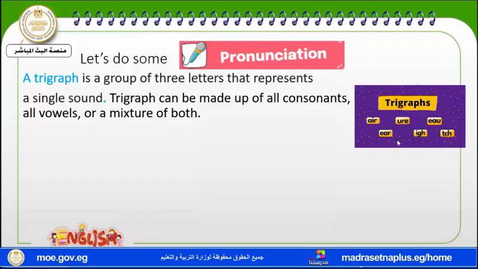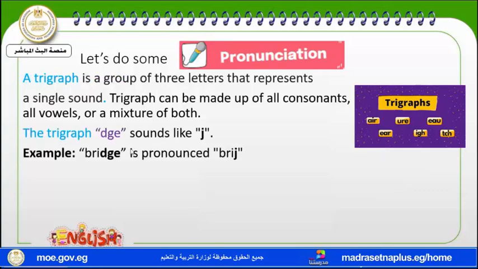As you see here in this photo, they can be all vowels, they can be a mixture of consonants and vowels, like here, here, here, and they can be all consonants. So it's a must to have 3 letters with just one sound to call it a trigraph. For example, we have the trigraph DGE. How many letters? We have the letter D, the letter G, the letter E. But how many sounds? We have just one sound, which is J.